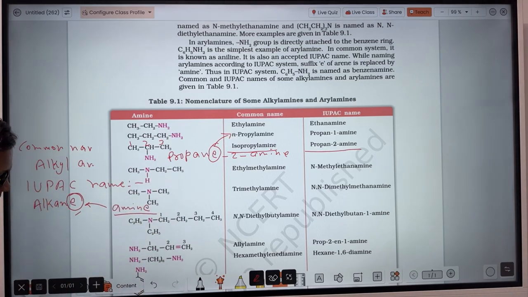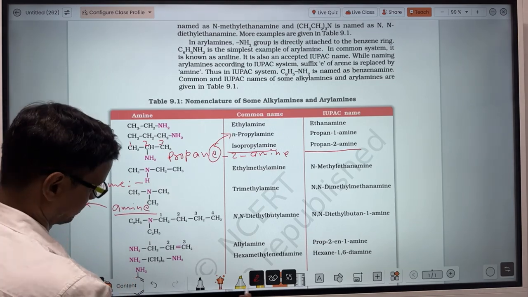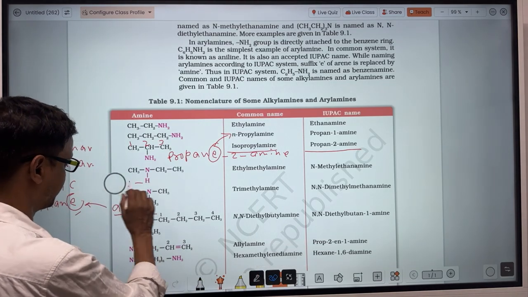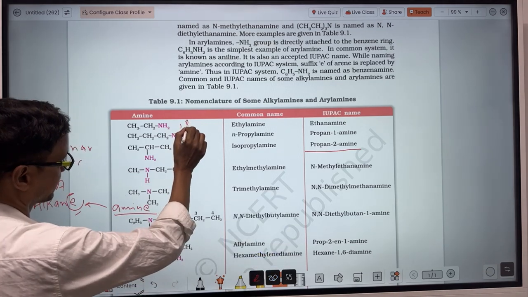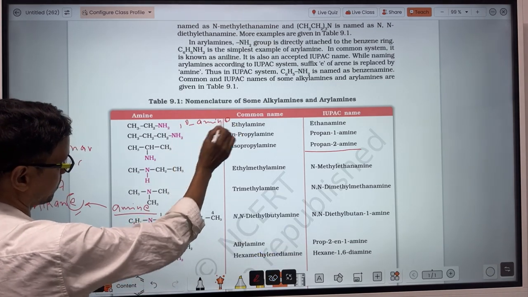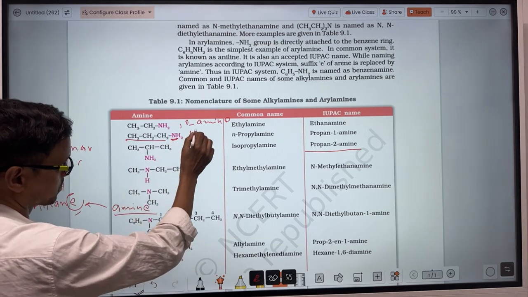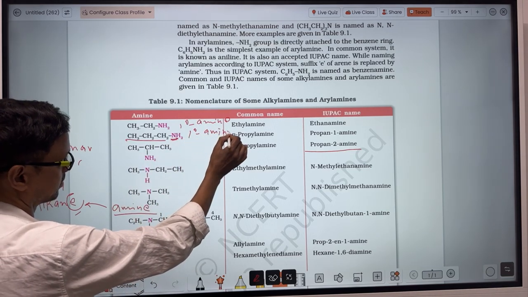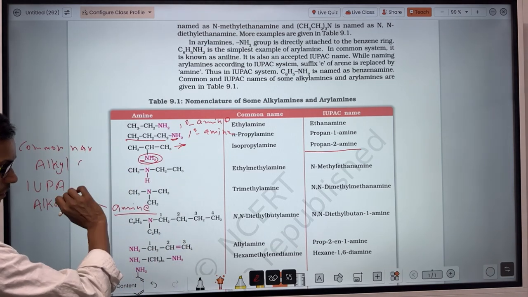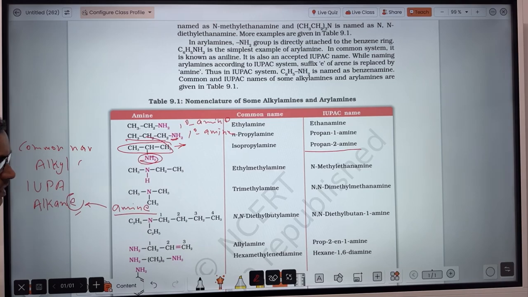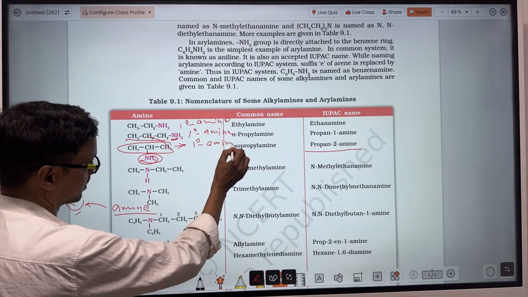Now in this compound, watch out here. It is a secondary amine. This molecule was a 1 degree amine. This was a 1 degree amine. It was also a 1 degree amine because only one alkyl group is bonded to the nitrogen. This is also a 1 degree amine because only one alkyl group is doing bond formation with the functional group.